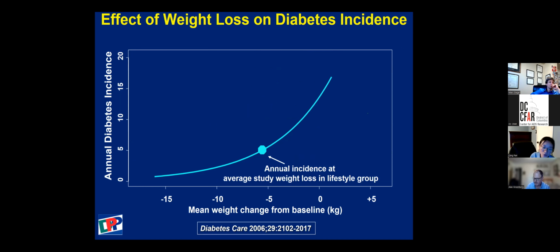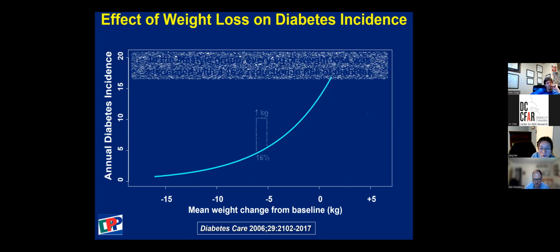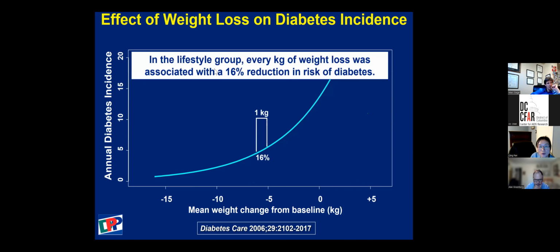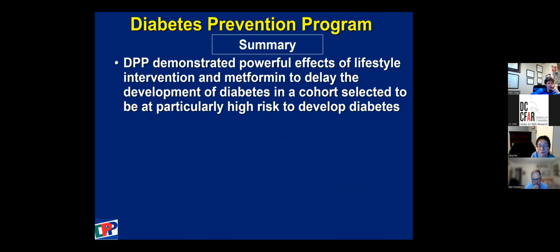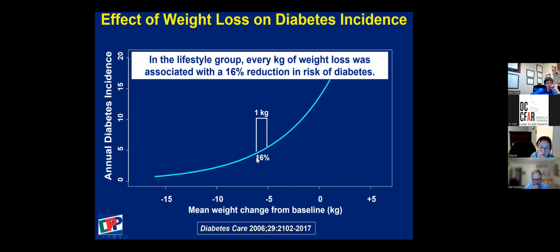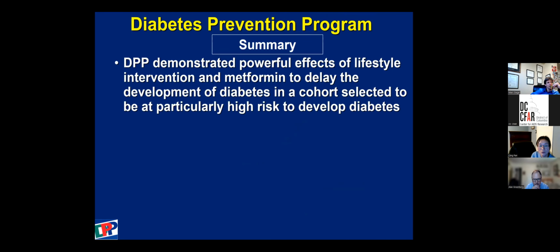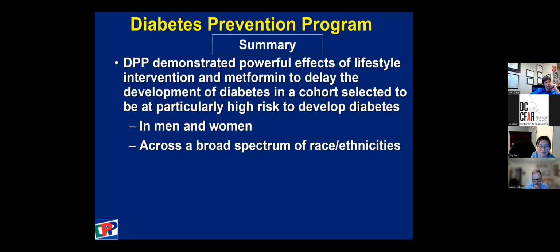And we have the mean weight change from baseline. If you lose 1 kilogram, it is associated with a relative risk of 0.84, a 16% risk reduction. And in our trial, most people ended up losing about 4 kilograms. So that's a lot of risk reduction. So that's what we found in DPP.